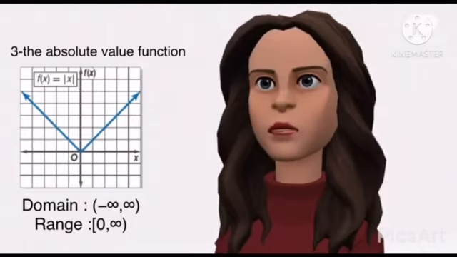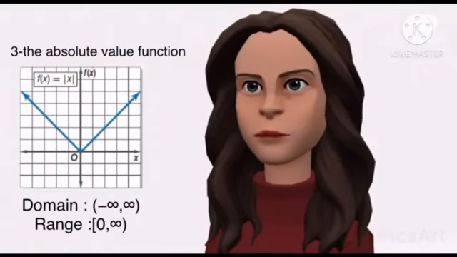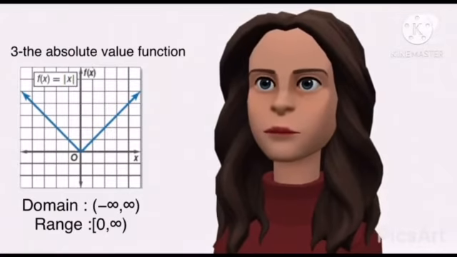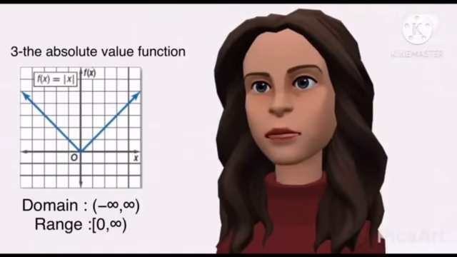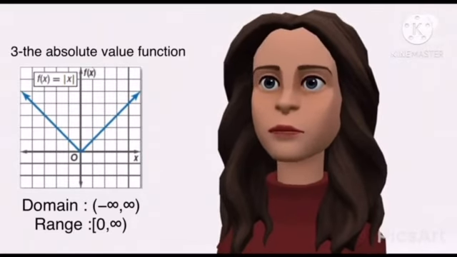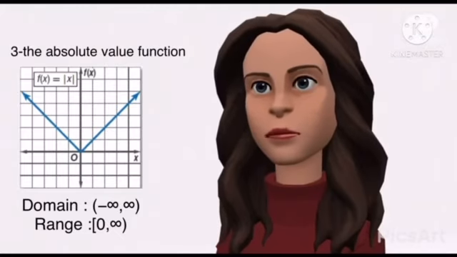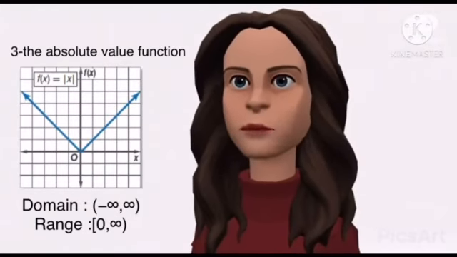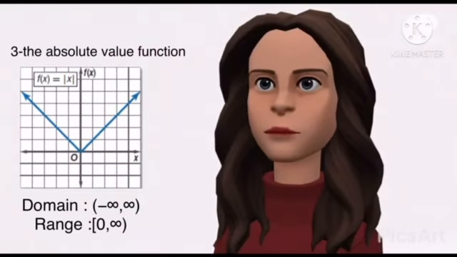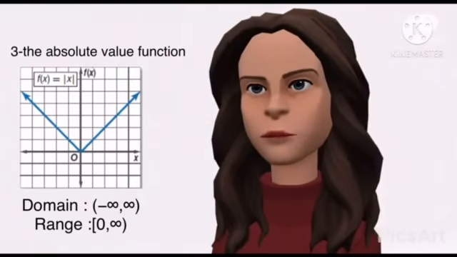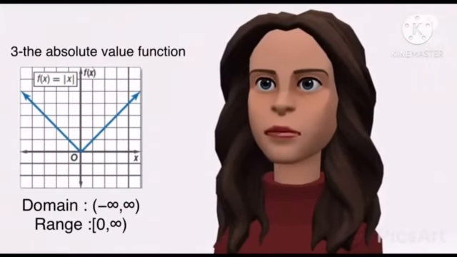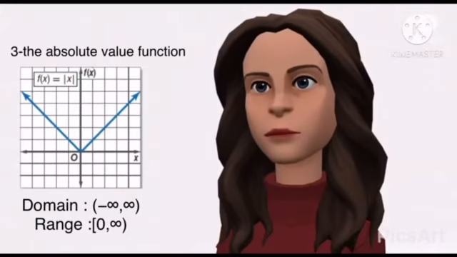Our next function is the absolute value function, when f of x equals the absolute value of x. We know that the absolute value is always positive, and that helps us to understand why this parent function remains above the x-axis, and why the domain is always from negative infinity to positive infinity. But the range starts at 0 and moves up to positive infinity. But again, it's never negative.